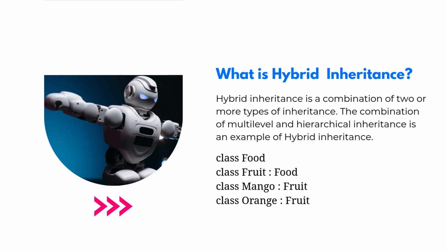What is hybrid inheritance? Hybrid inheritance is a combination of 2 or more types of inheritance. The combination of multi-level and hierarchical inheritance is an example of hybrid inheritance.